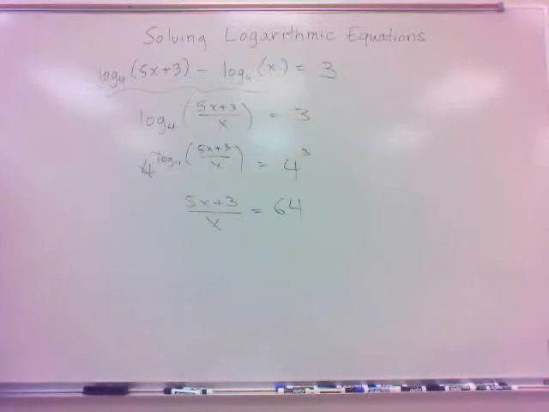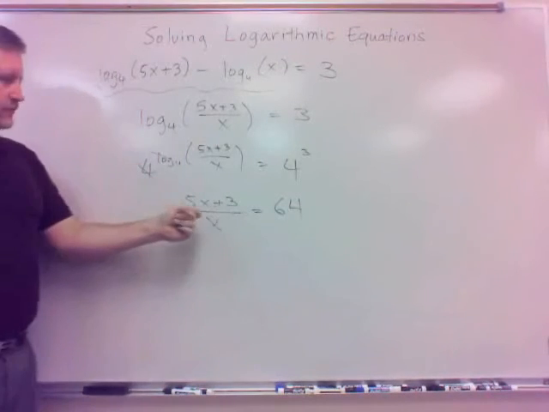64 on the right. All right, so that leaves me this equation, which maybe we've talked about once or twice before. How do I do that one? Multiply both sides by x, yeah.